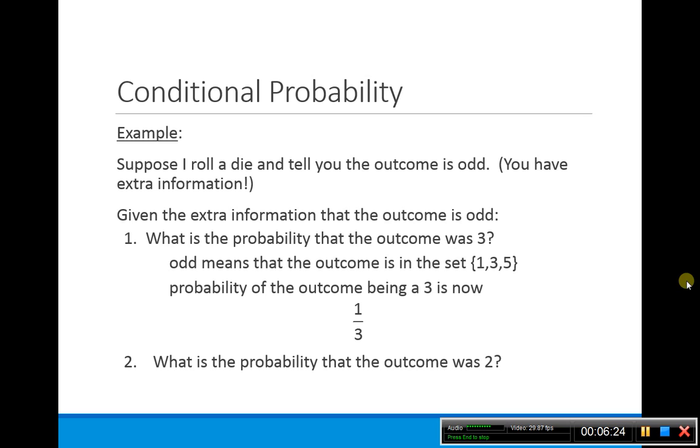Okay, so now I told you that the extra information was the outcome was odd, so what's the probability that the outcome was 2? Well, remember the outcome being odd means that we have to be in the set 1, 3, or 5. 2 is not in that set, so the probability that the outcome was a 2 is now 0.